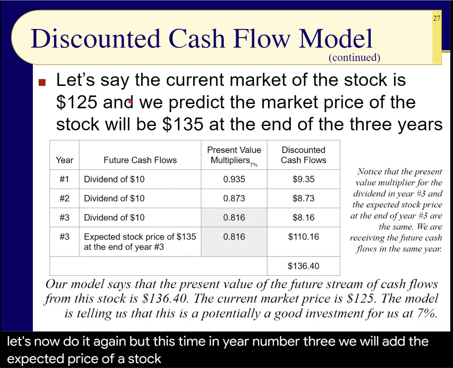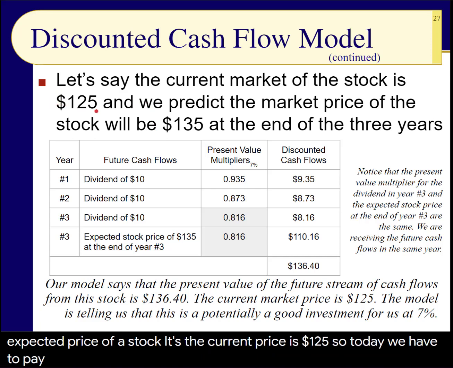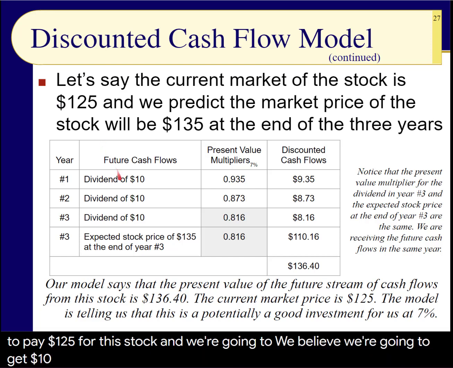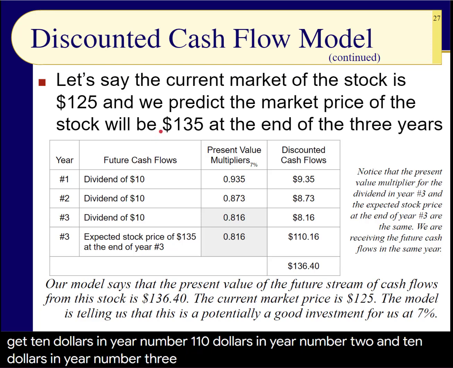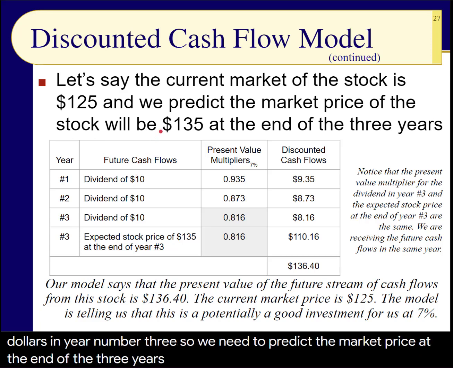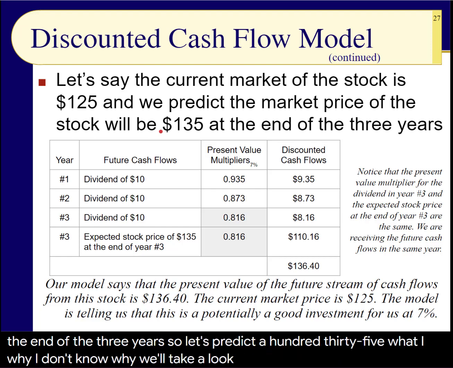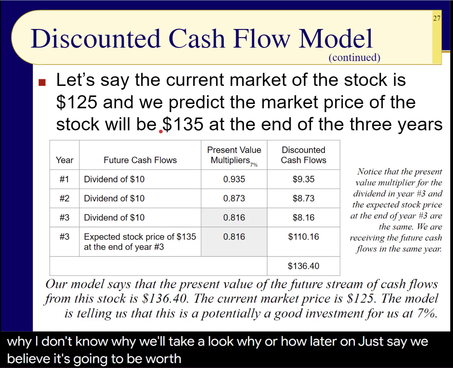Let's say the current price is $125. So today we have to pay $125 for this stock. And we believe we're going to get $10 in year number 1, $10 in year number 2, and $10 in year number 3. So we need to predict the market price at the end of the 3 years. So let's predict $135. Why? I don't know why. We'll take a look why or how later on. But let's just say we believe it's going to be worth $135.